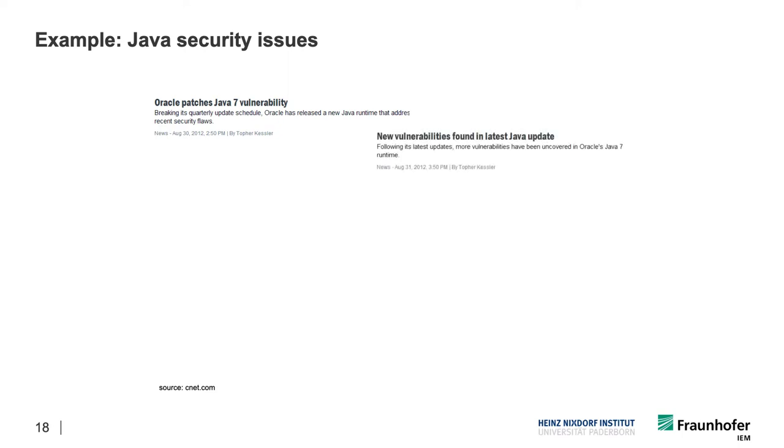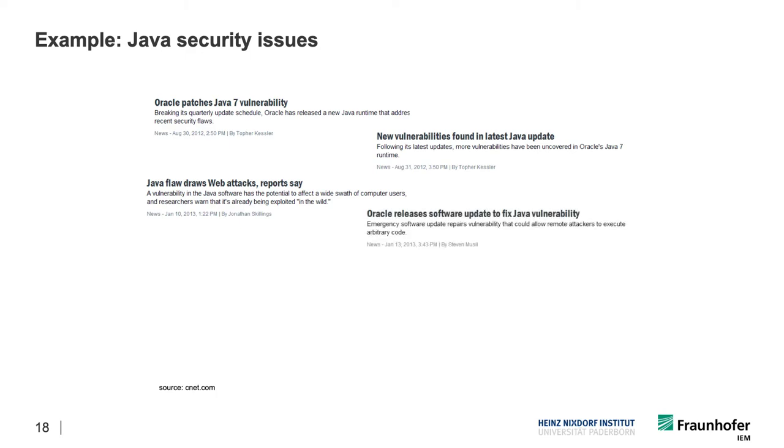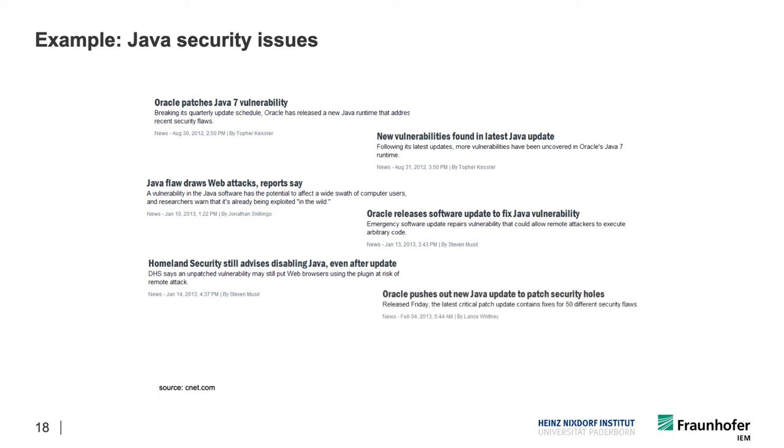And then a day later, it was found out that there were new vulnerabilities of a similar kind, also in the same Java runtime. These vulnerabilities were then drawing worldwide attacks, so that was really becoming serious. Then some months later, Oracle again released a fix for this. So there was a fixed version of the Java runtime. And again, just a day later, Homeland Security advised that you should still disable Java even after the update because they still hadn't fixed it entirely, and so on and so on, right?